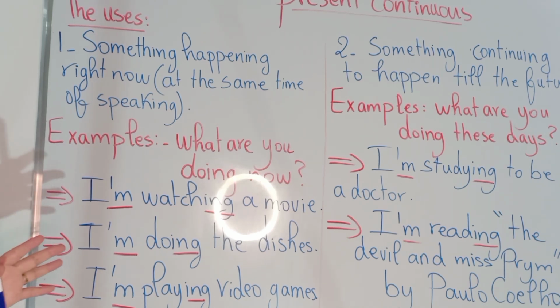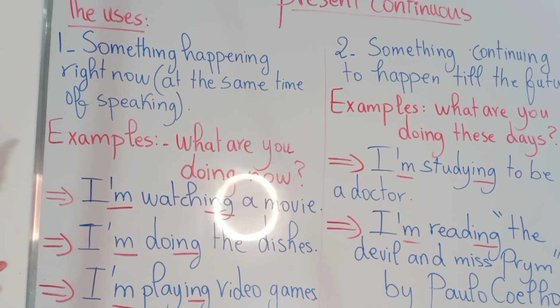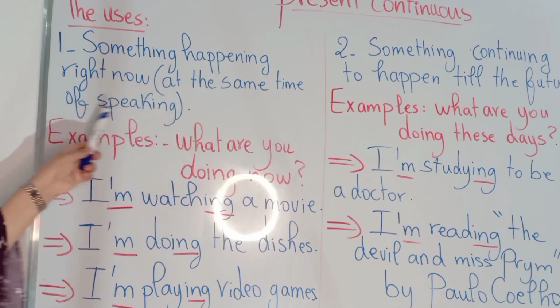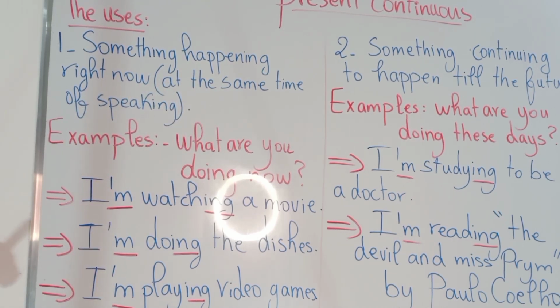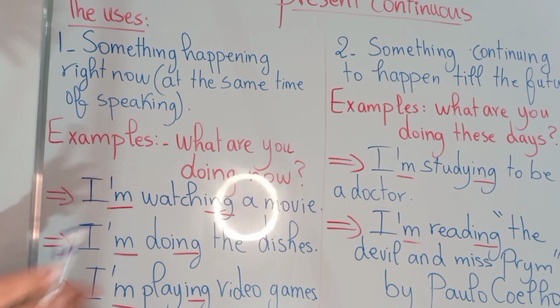Let me ask you a question. When do we use the present continuous? We use it when we talk about something happening right now. When I'm talking about something happening right now, it means something that's happening at the same time of speaking. So I'm talking now, and at the same time, I'm telling you what I'm doing, or maybe I'm telling you what the other person is doing. Basically, you're speaking, and at the same time, you're telling me what you're doing.